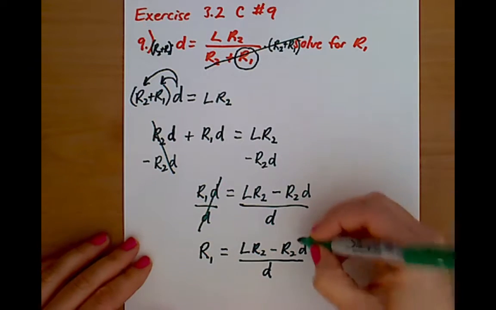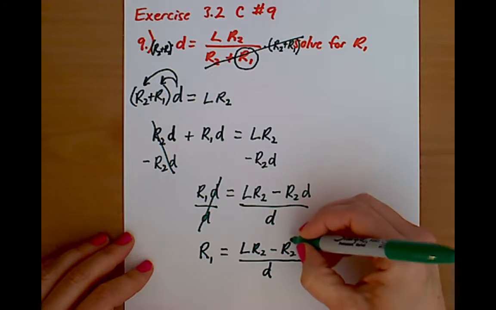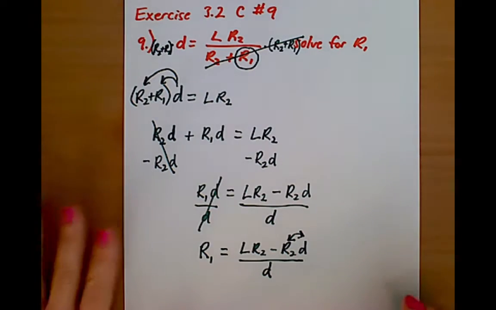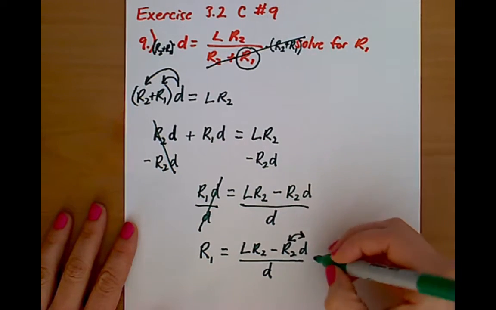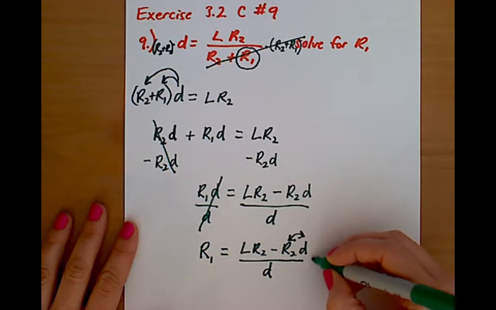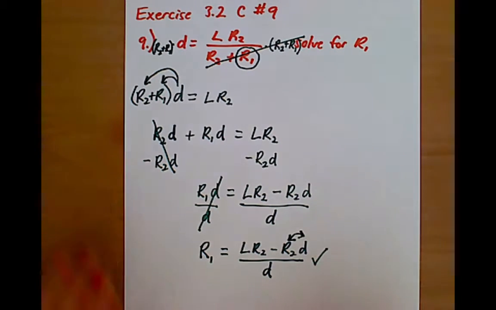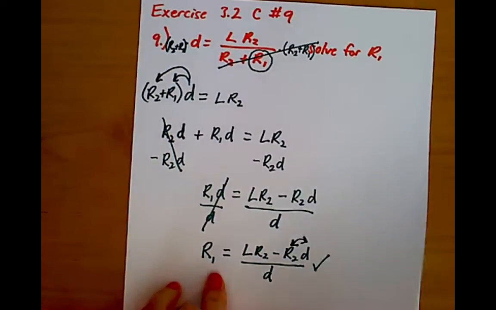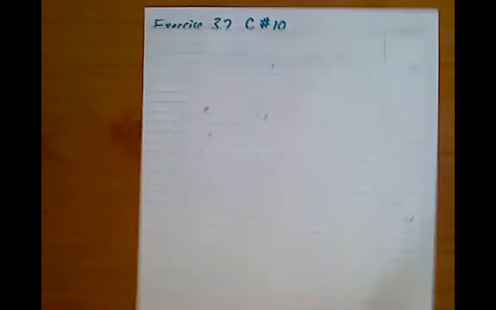And that's your answer. I think in the answer key it has these two switched, which is fine. I should have written it DR2, but that's not a big deal. This is still correct. You can still have the R2 in front of the D, and it will still be a correct answer. All right, let's go on to the last one.